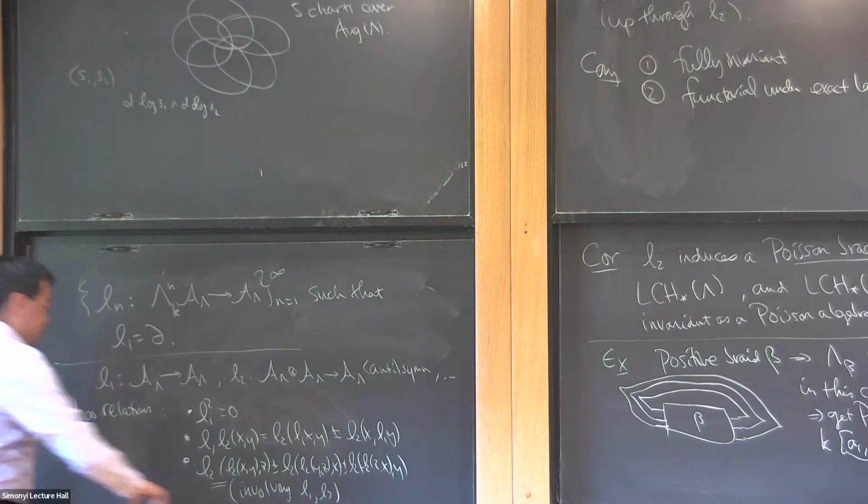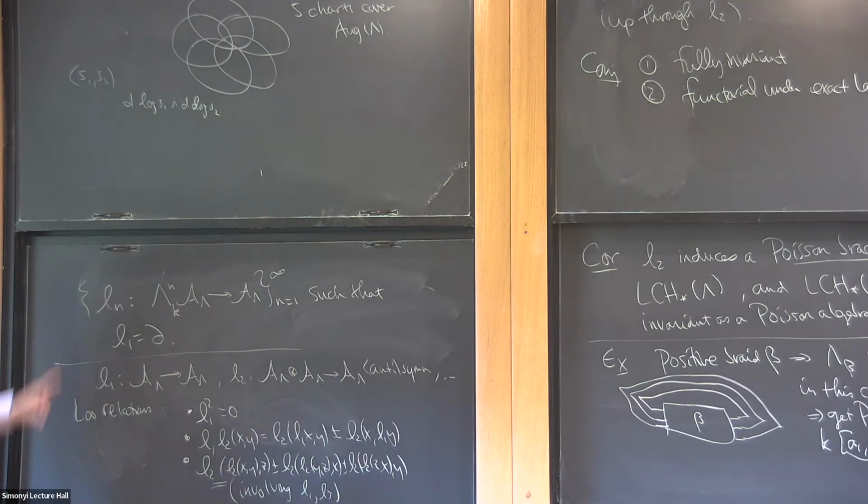And in fact, you can now see this as some sort of dual version of something about the L infinity structure. So what you should think is the augmentation variety is somehow dual to the Legendrian contact homology. Think of it as being spec of the Legendrian contact homology. And then what happens is that this Poisson bracket, which is induced by L2, dualizes.